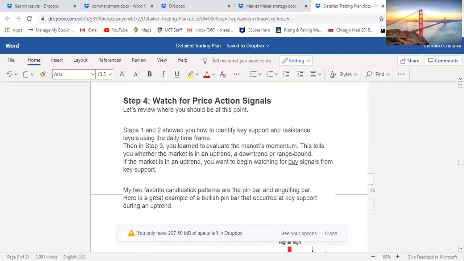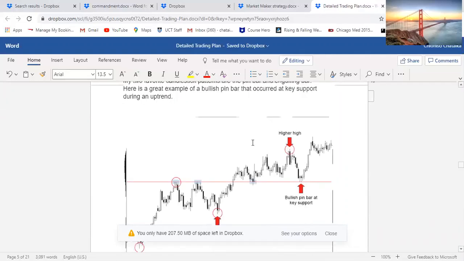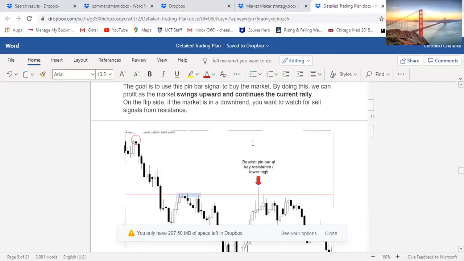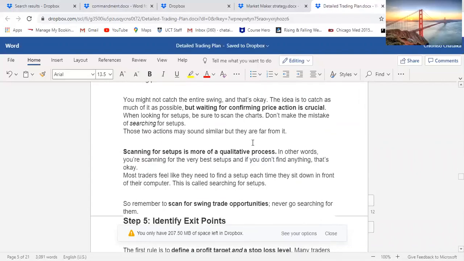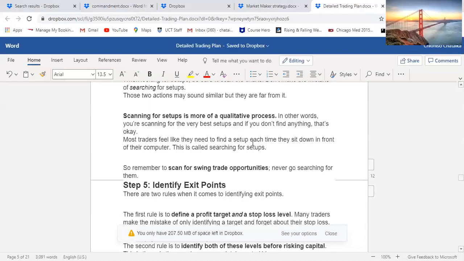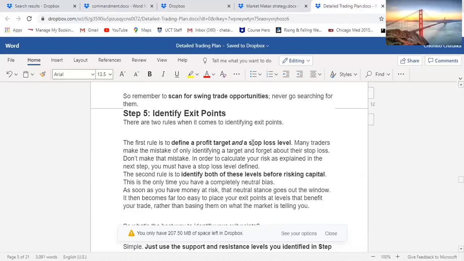Step 4, watching out for trade signals, buy signals at key supports. This is actually quite detailed. Now, your plan, your style section, doesn't have to be this detailed. Your strategy needs to be detailed, not the style, right?